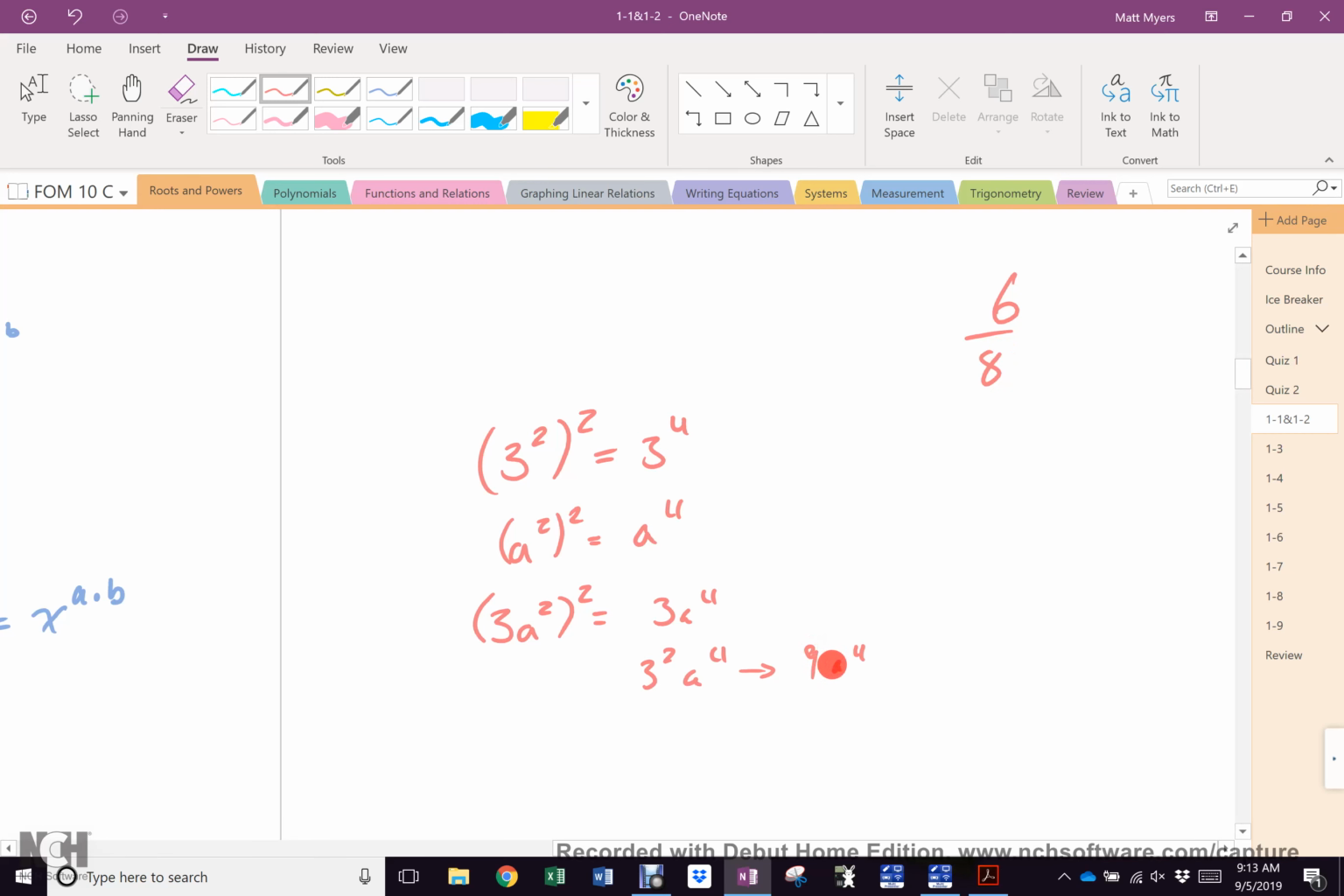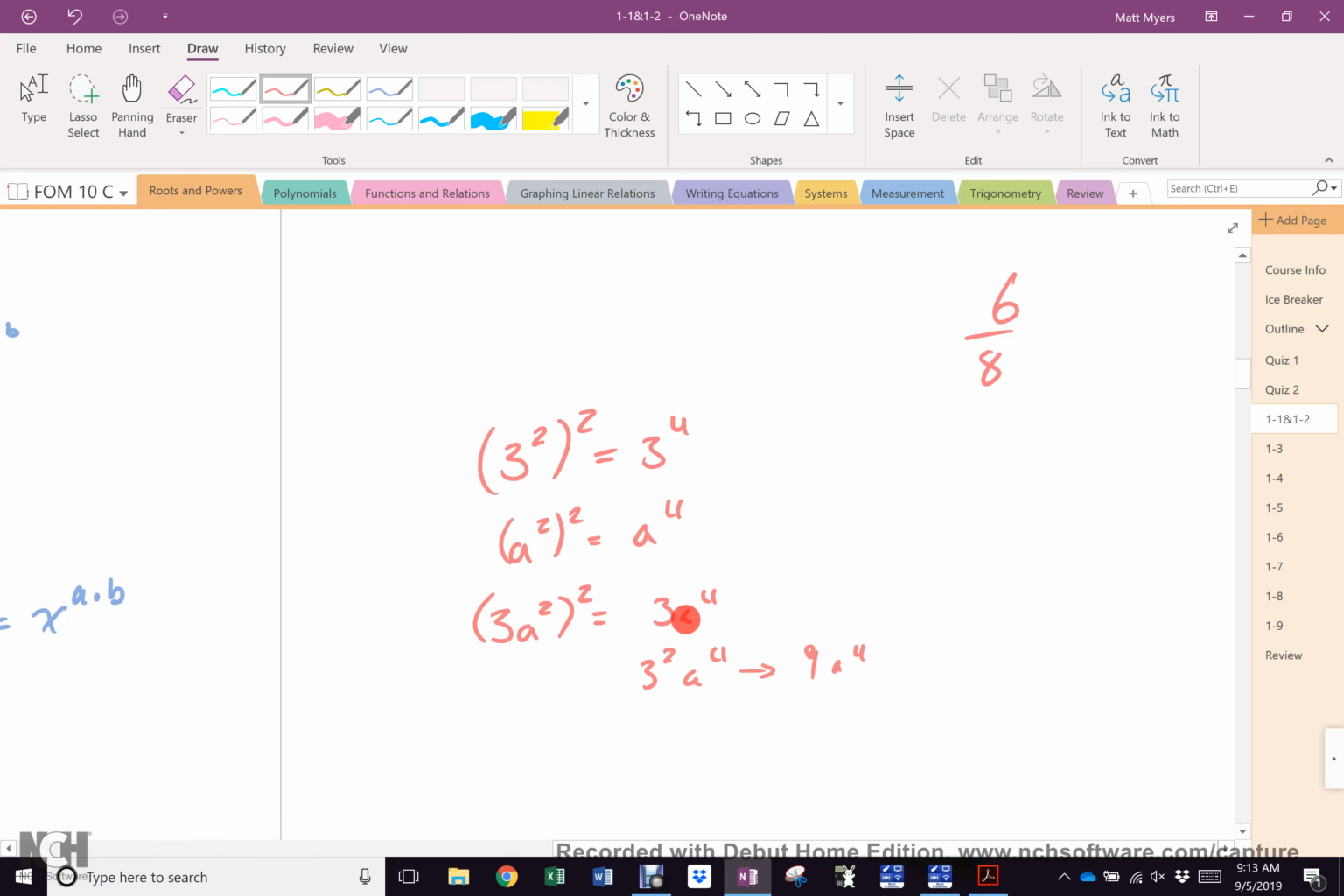What is easier, 3 squared or 9? If I owed Braden $9, would I say, hey dude, I owe you 3 squared? Or would I say, hey dude, I owe you $9? Which one is simpler? The 9, right? Always get it as simple as possible.